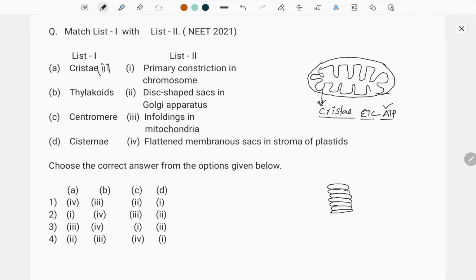When thylakoids are present one above the other like a stack of piles, it is called a granum. When many granum are present, it is called grana. So a stack of thylakoids is called grana, and in this grana the light reaction takes place. Then there are the stroma lamellae, often called fret channels or fret membranes. In the stroma lamellae, cyclic electron transport takes place. In the granum, non-cyclic electron transport takes place.